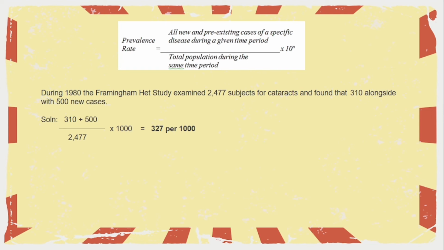And then the formula for your prevalence rate is all new and pre-existing cases of a specific disease during a given time period divided by total population during the same time period times the factor. Okay, during 1980, the Framingham Heart Study examined 2,477 subjects for cataracts and found 310 alongside 500 new cases.